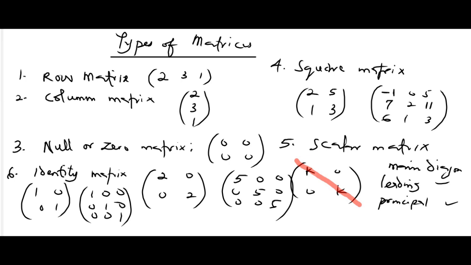So let's talk about equality of matrices. Now, when do we say two matrices are equal? Two matrices must have the same order for them to be equal, and their corresponding elements must be equal.